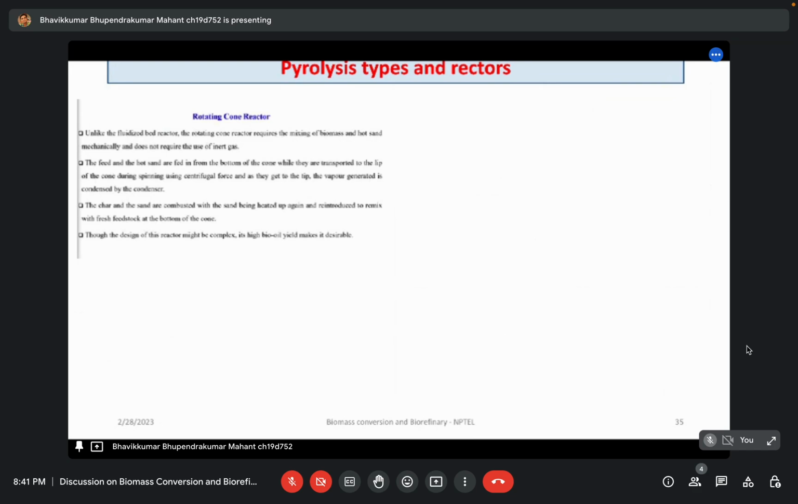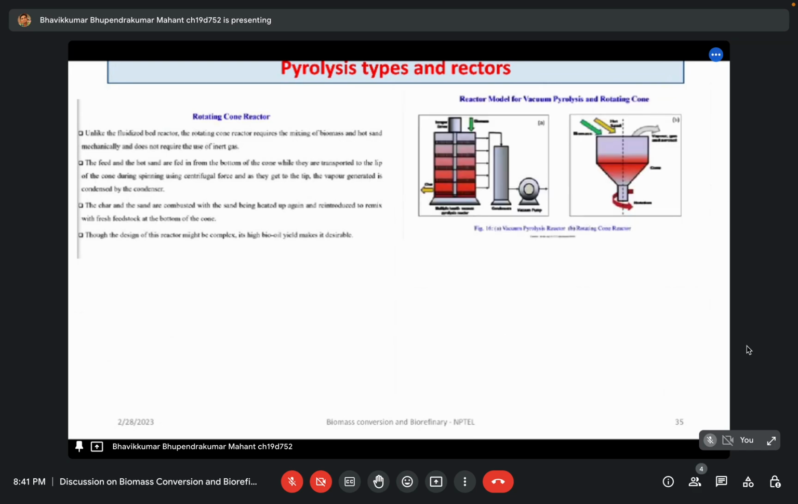So, rotating cone reactor. As you can see, we just discussed this is the rotating cone reactor, where biomass and hot sand are coming. The important thing is that the rotating cone reactor requires mixing of biomass and hot sand mechanically, and does not require the use of inert gas.